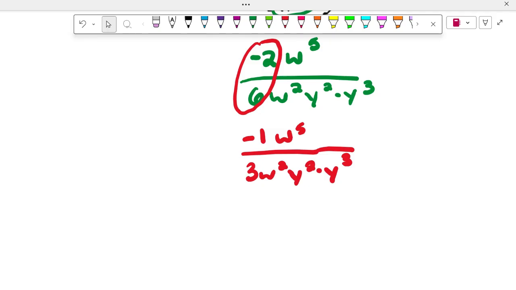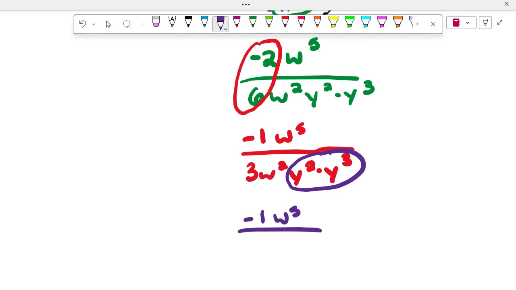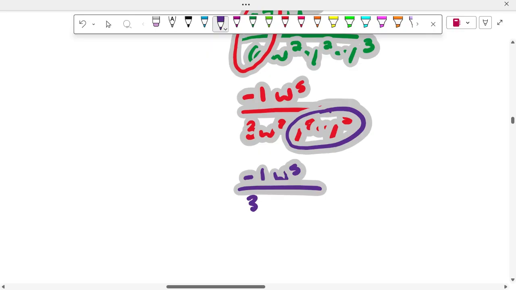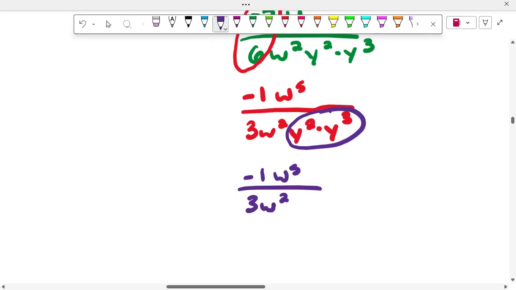All right. So, what's another way I can simplify? Let's go Colvin. Combine the y's. So, what rule is that, Colvin? It's the product rule. So, we add them together. So it's -1 w to the 5th, 3 w squared, 2 plus 3 is 5, so y to the 5th.